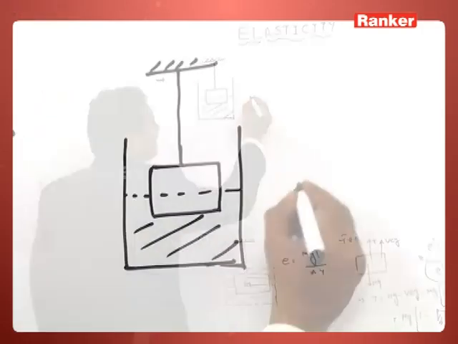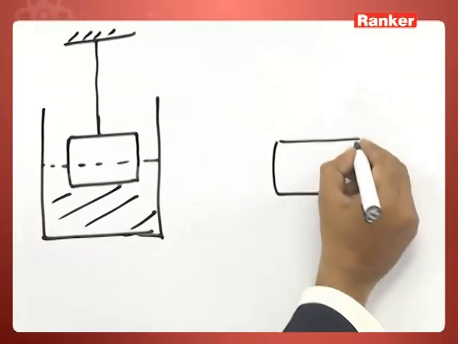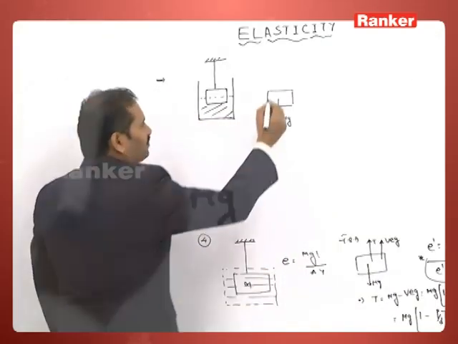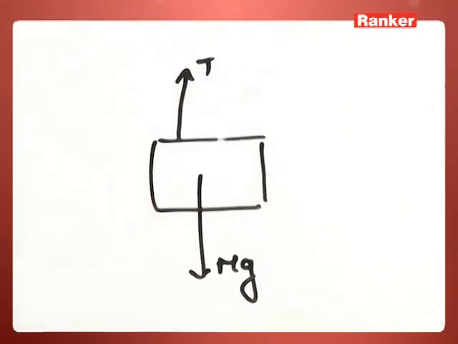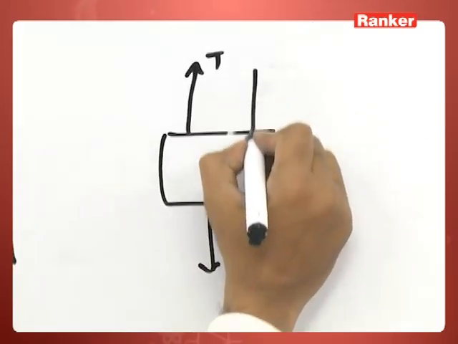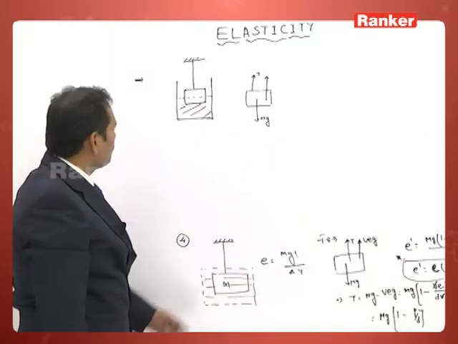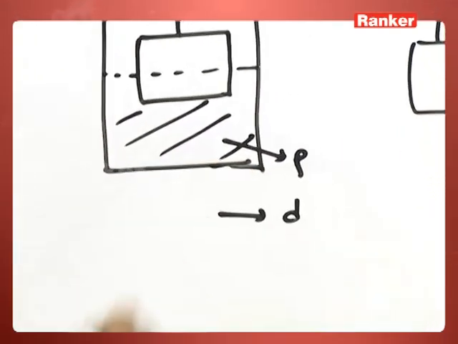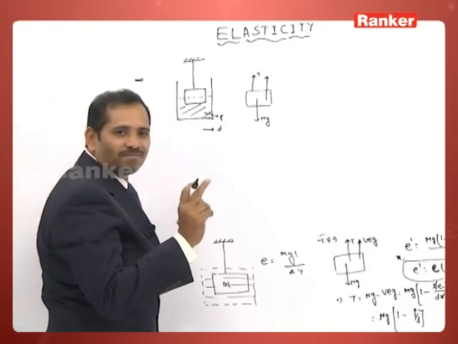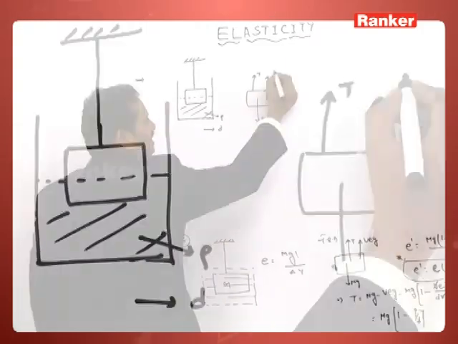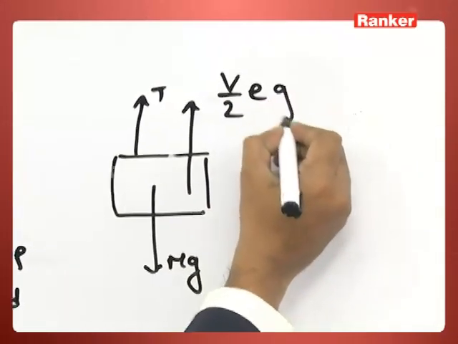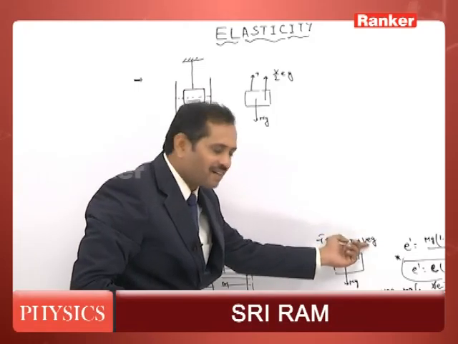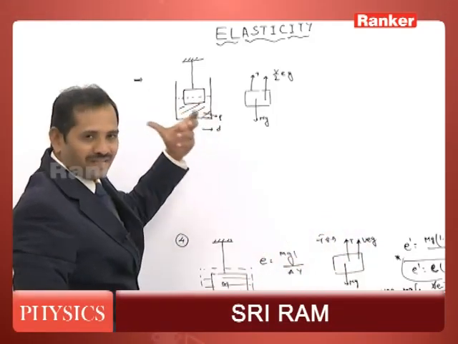Please look here. Same thing, you have to take care of the free body diagram. mg downwards, correct. Tension upwards, right? And buoyancy. Now you have to take care please. Liquid density, let it be rho. Solid body density d. But here it is not completely submerged. Half is submerged, so buoyancy is V by 2 into rho into g. Previously the volume was taken as completely submerged. Here it is half submerged.